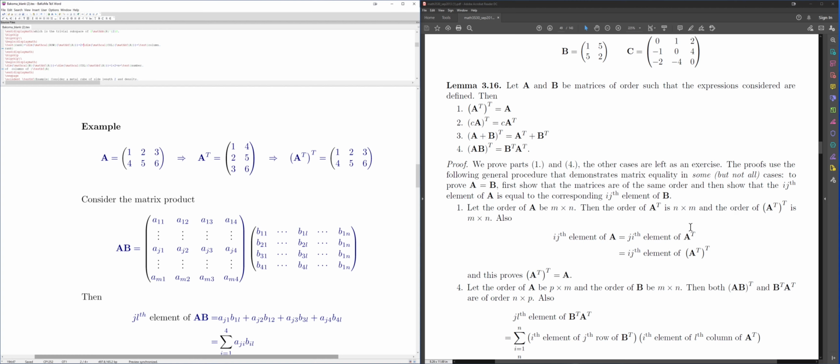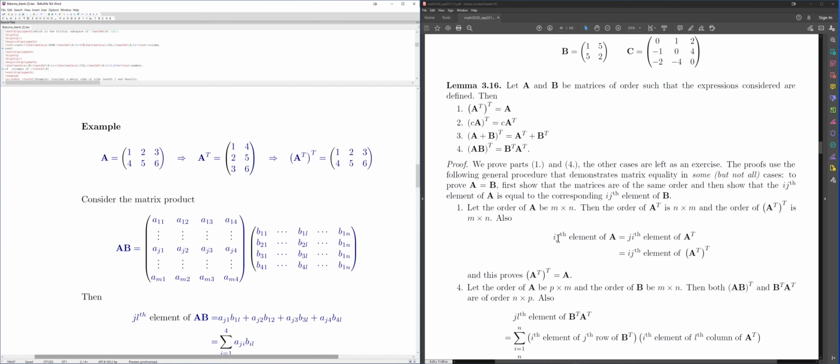So notice over here, what you're doing is you're going from this matrix A transpose to the transpose of it. So if you have a jith element of A transpose, that's actually going to be equal to the ijth element of A transpose, because that's the definition of transpose. When you go from a matrix to the transpose, the jith element is equal to the ijth element.